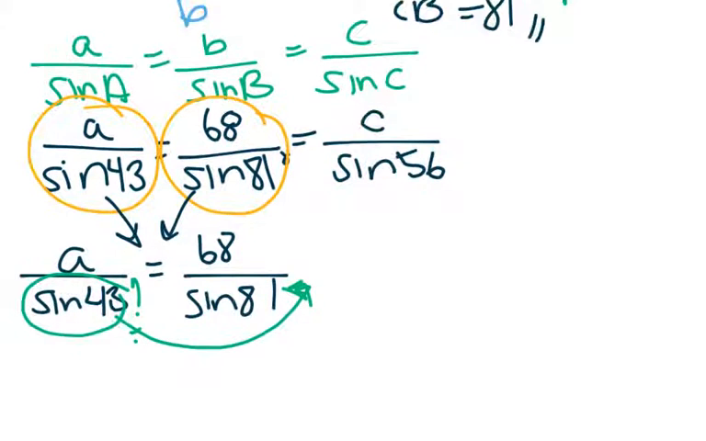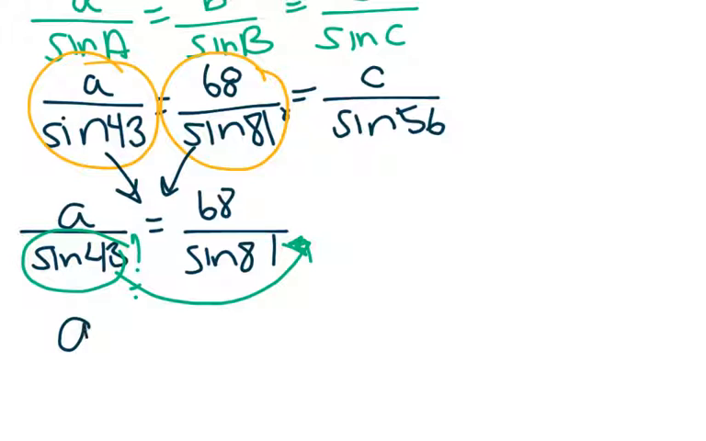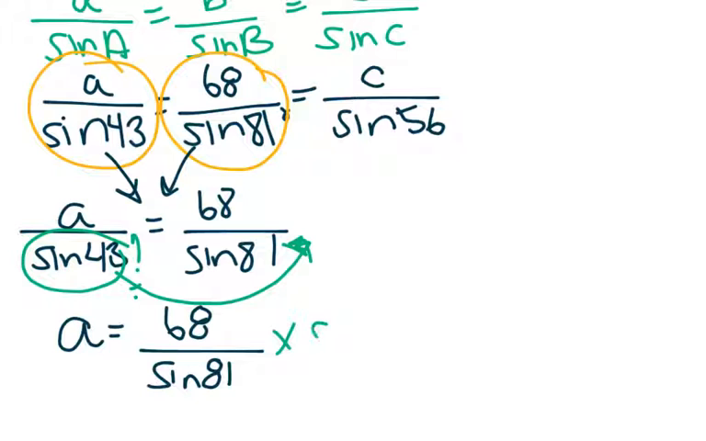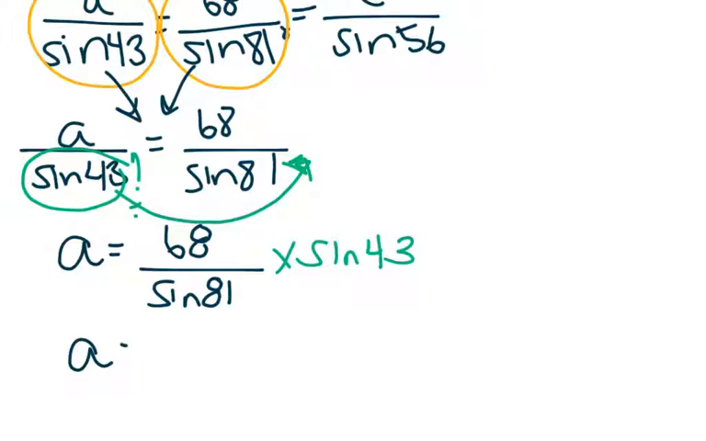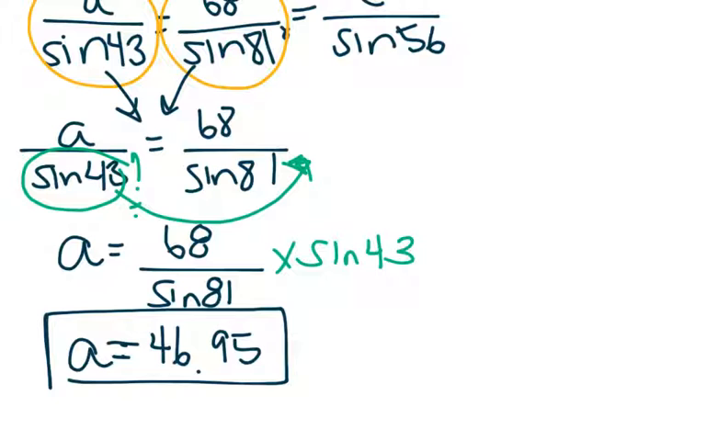So let's do that. We're going to rewrite this as A equals, because we're taking the sine 43 and moving it away, 68 over sine of 81, and then we're going to multiply that all by sine 43. So when you put that into the calculator, you're going to put 68 divided by sine 81 times sine 43. You're going to get 46.95. If you didn't get that, just triple check your calculation.